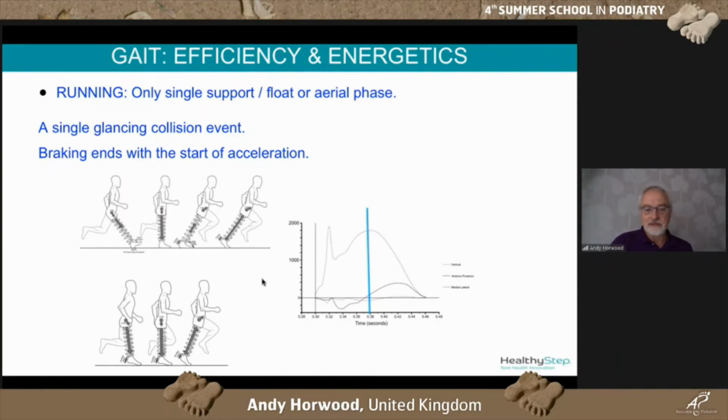Now, if we were looking at somebody with a forefoot running pattern, we would obviously lose this initial peak and we would get a single hump of braking forces and then tailing away acceleration forces.